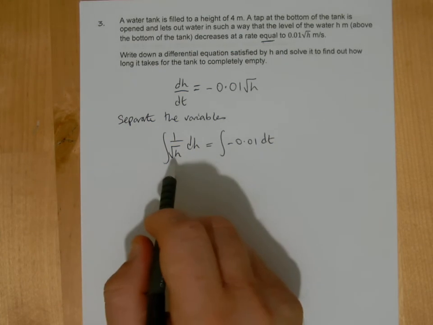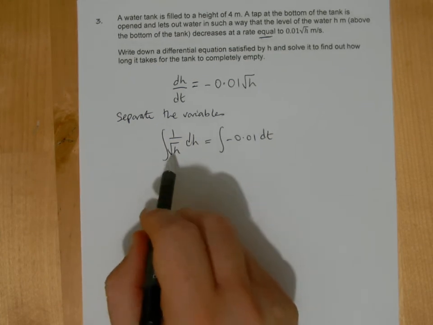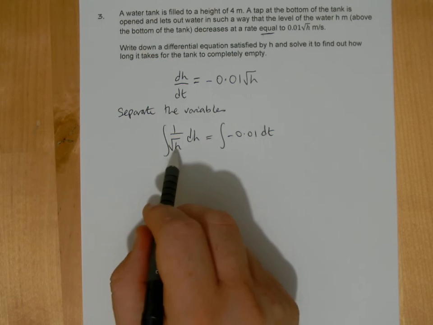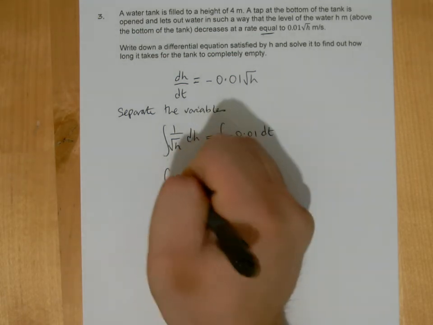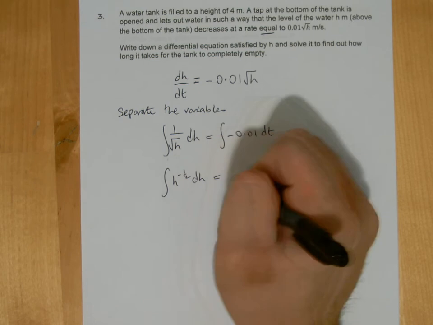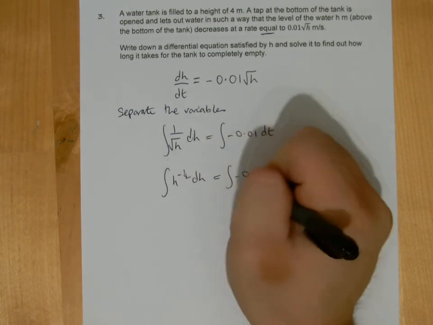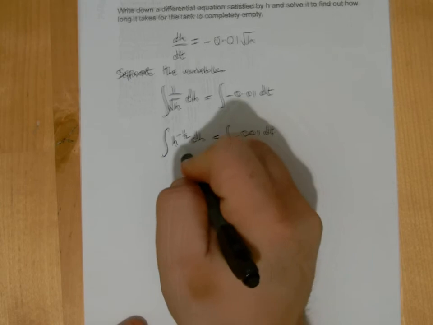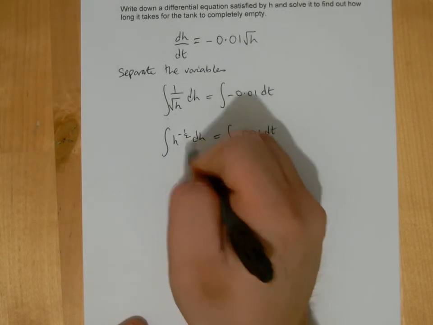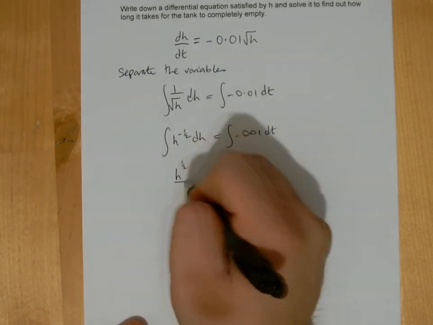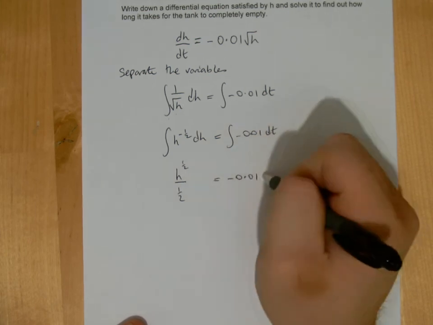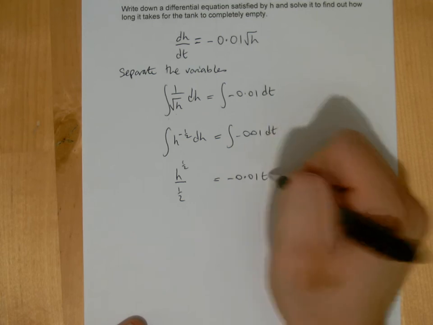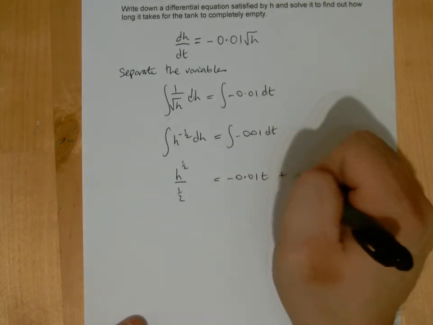Okay, so there is your separated variables, and we can integrate this. Before we integrate, remember, square root of h is h to the power half. So when you take it up, it'll be h to the power minus half with respect to h. Then we can integrate. To integrate h to the power minus half, we add 1 onto it. Minus half plus 1 becomes a half, and then divide by that new power half, equals minus 0.01, and integrating the constant gives minus 0.01t, plus then a constant.